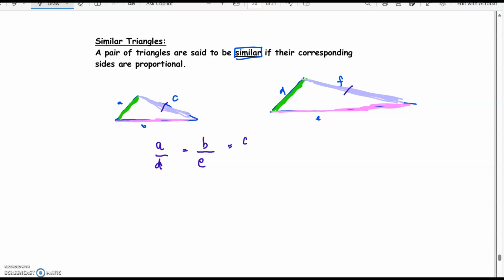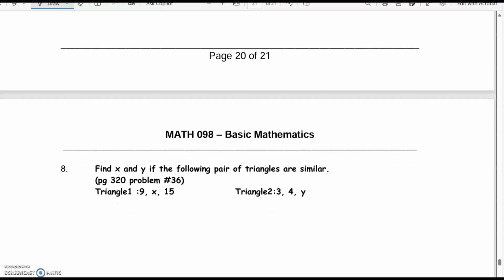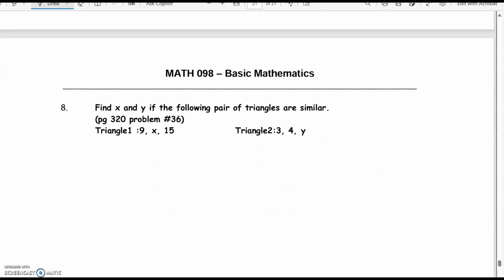So put the length of the side of the smaller triangle over the length of the side of the larger triangle. If these ratios are all equal, then the two triangles are called similar triangles. So similar triangles have their corresponding sides proportional. So let's look at an actual example to see how this works.